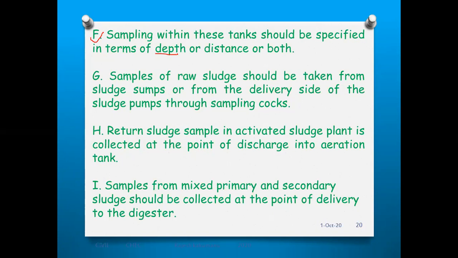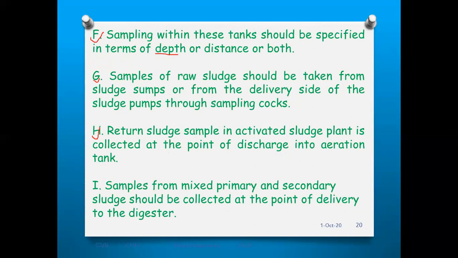Next, samples of raw sludge. Where is the sludge? Sludge will be settled at the bottom of the tank. So samples of raw sludge should be taken from sludge sumps or from the delivery side of the sludge pumps through sampling cocks. Wherever we have an output, an exit or an entry, at every stage we have a chance of collecting the samples, right? Next point, return sludge sample in activated sludge plant is collected at the point of discharge in the aeration tank.